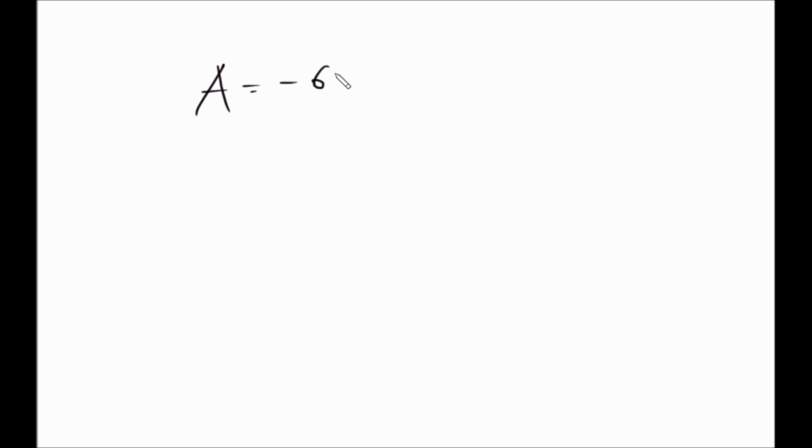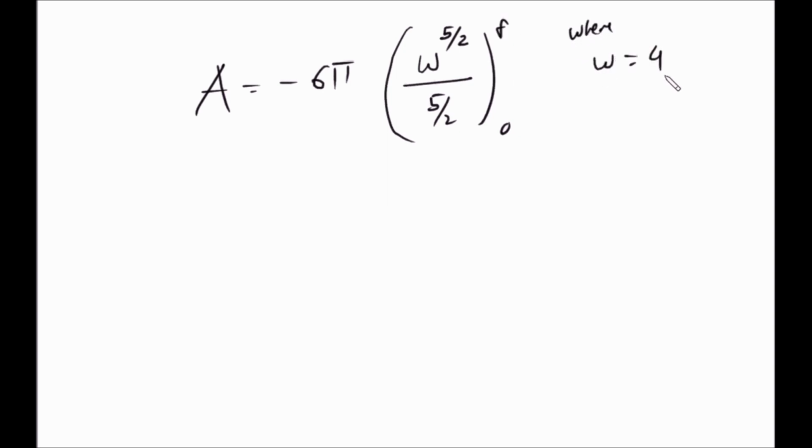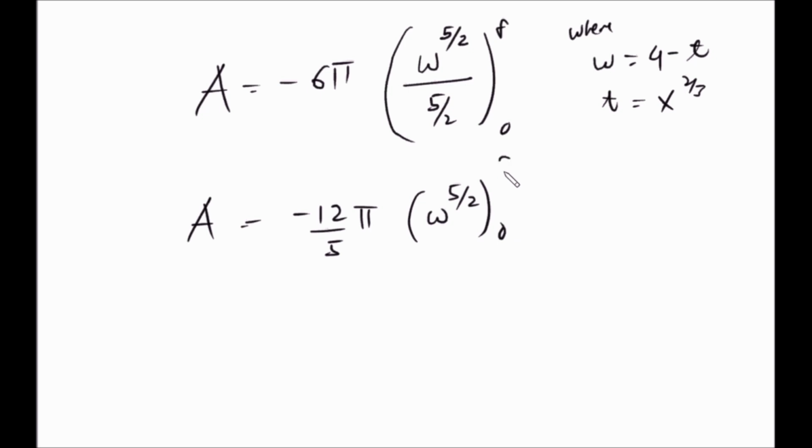So the area will now be negative 6 pi. So here we have w to the 5 over 2, over 5 over 2, from 0 to 8. So don't forget, w is what? 4 minus t, and then t itself is what? x power 2 over 3. So this area will now be, with this 5 over 2 brought up becoming 2 over 5, negative 12 over 5 pi. So we have w power 5 over 2 from 0 to 8. So let's put in 4 minus t, so the area is negative 12 pi over 5.